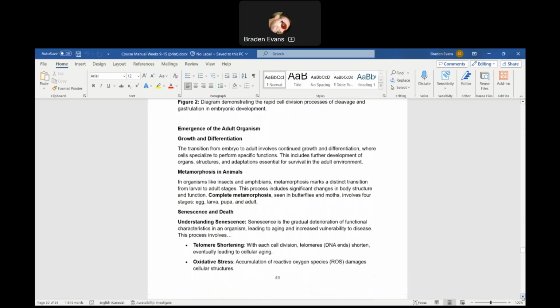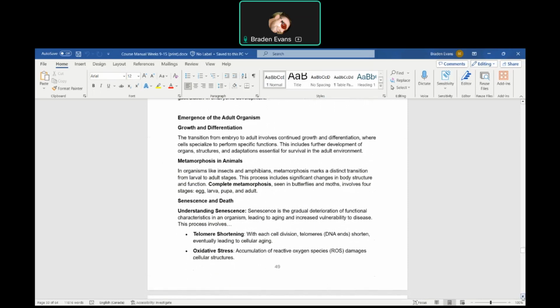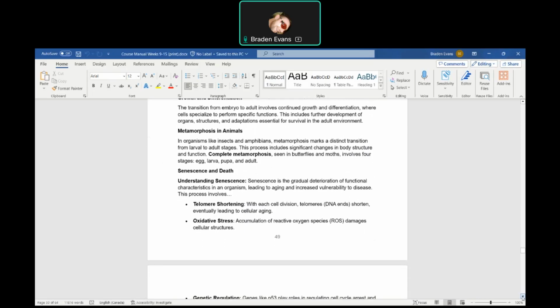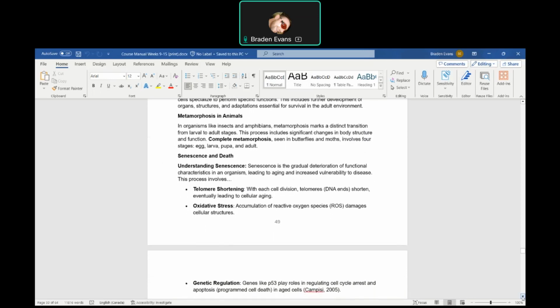And ultimately, we get this development from embryo into an adult, right? So continued differentiation and growth, specialization. Cells take on different specific functions. You have these somatic cells, and you have these undifferentiated cells that are the source of new physical material that will be differentiated in different organs of the body, different structures, different adaptations.